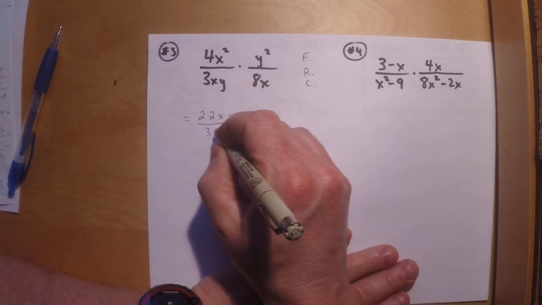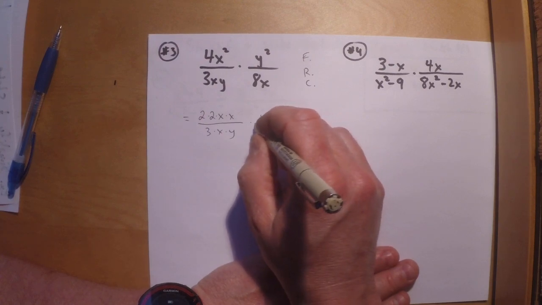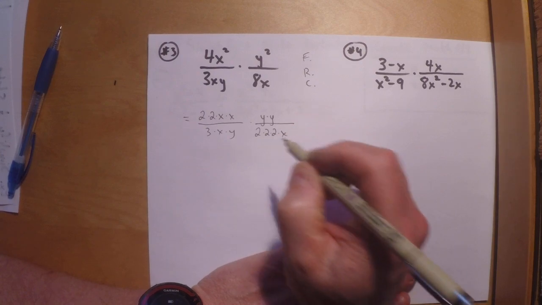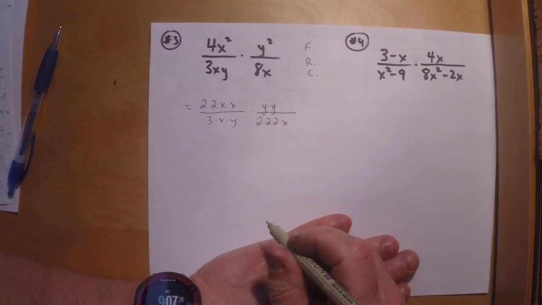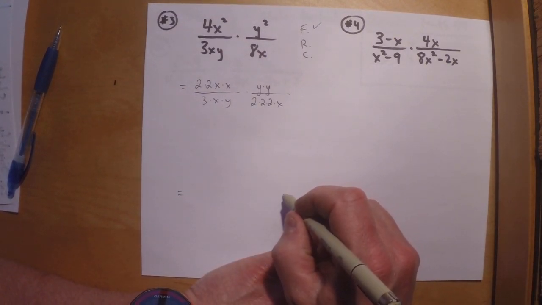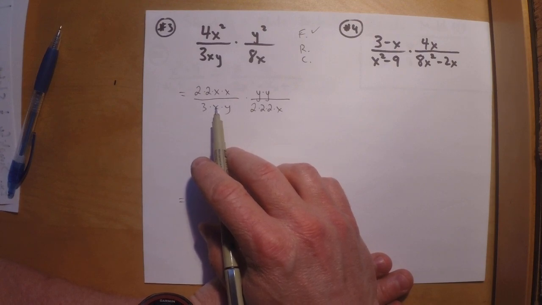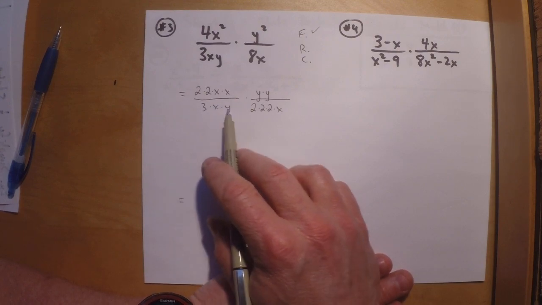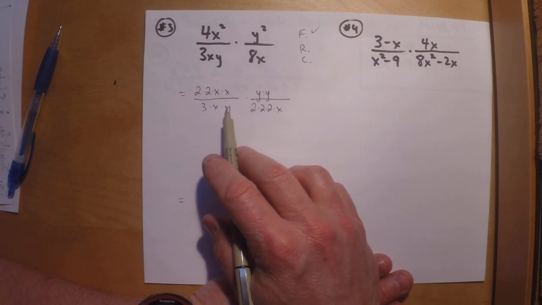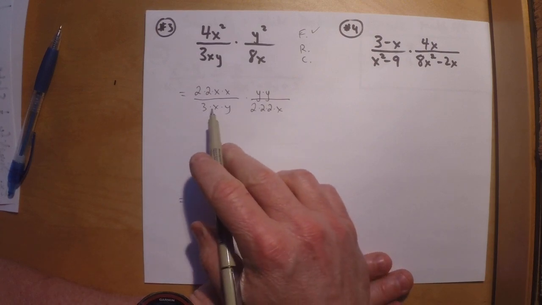The bottom is just 3 times x times y. y squared is y times y. 8 I could make into 2 times 2 times 2 times x. I don't have to do that. So that's done. While I'm at it, what are the bad values? Notice, what's a bad x that would make this multiplication 0? Well, the only thing that can make this 0 is 0, because 3 times 0 times anything is 0. So x cannot equal 0.